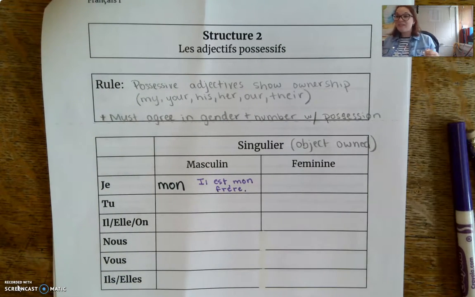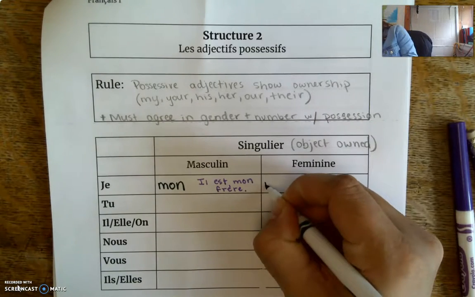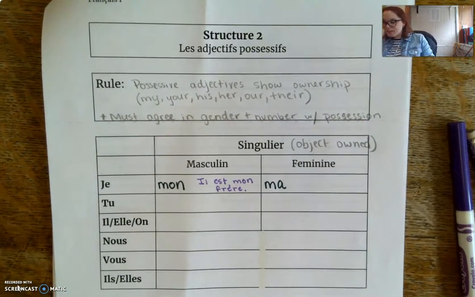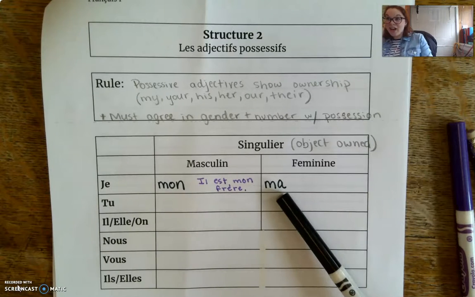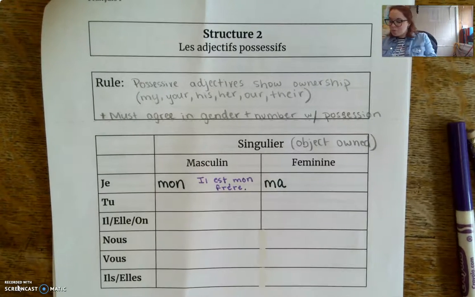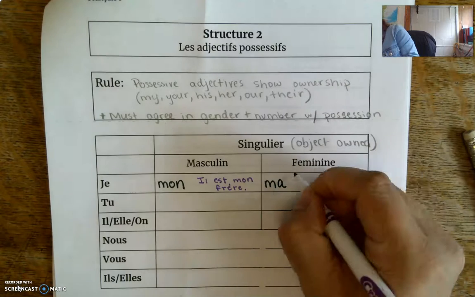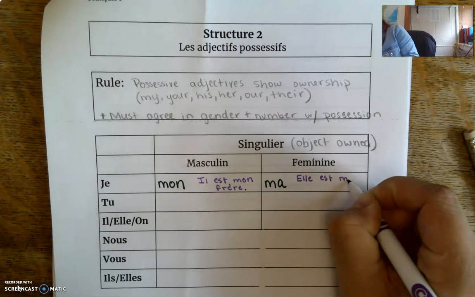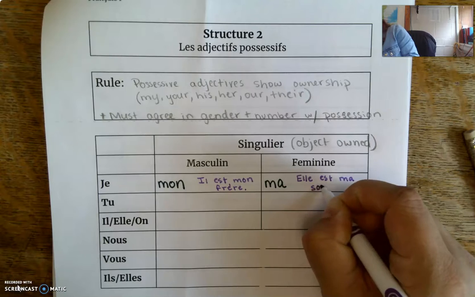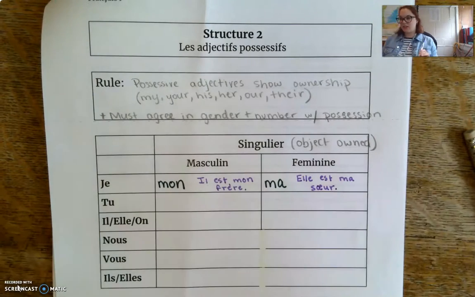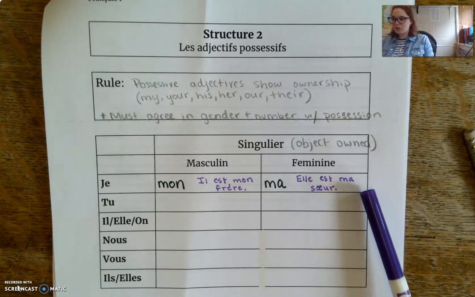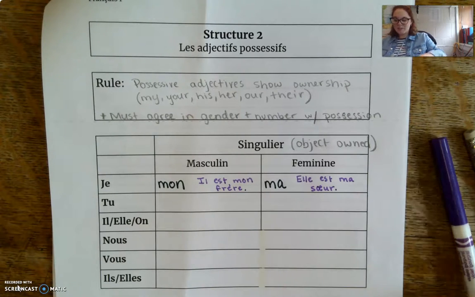Now, if something is feminine, in general, I'm going to use ma. And that's easy to remember because feminine things can have the article la, so that's pretty helpful. So ma. So I might say, elle est ma sœur. She is my sister. And you might remember something a little bit about this, but I'm going to wait a second to give the note until we have these three down.